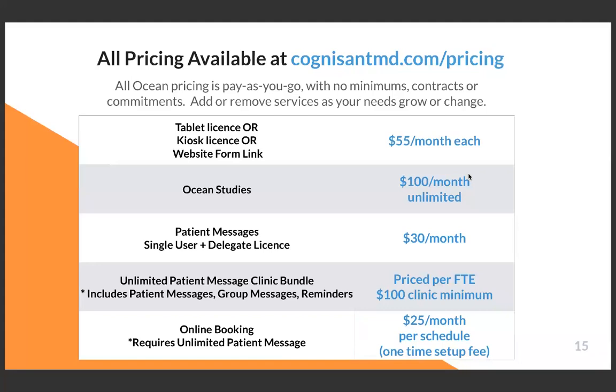And then finally, online booking. Online booking is designed to be an add-on for our unlimited message bundle users. So it is required that you are licensed with the unlimited messages bundle before you can start adding schedules on online booking. So assuming you have that license in place, it's $25 a month per schedule. So you can start light and just have 1 or 2 schedules and then grow as you need.